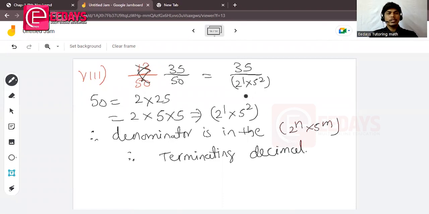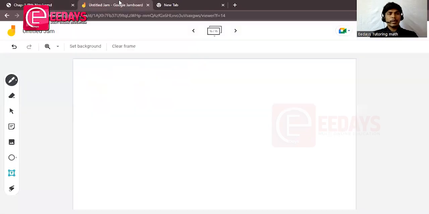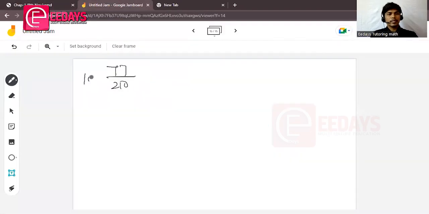I hope everyone understood. Quite easy. Let's do the last question: 77 by 210, the tenth one. Let's write 210: it is 2 into 3 into 5 into 7.